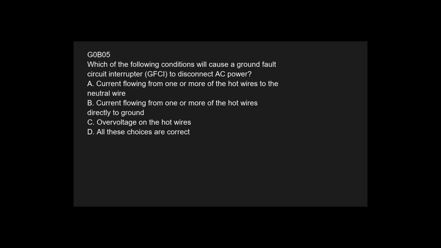Outside the building. Question: which of the following conditions will cause a ground fault circuit interrupter, GFCI, to disconnect AC power? The correct answer is B. Current flowing from one or more of the hot wires directly to ground.